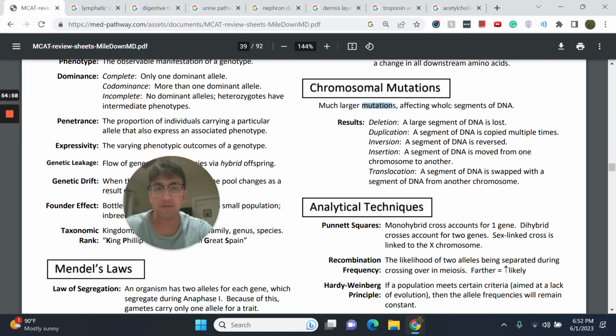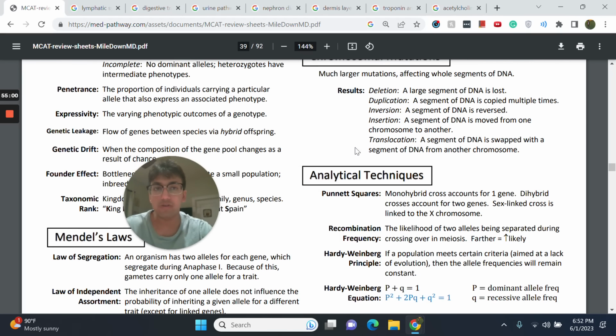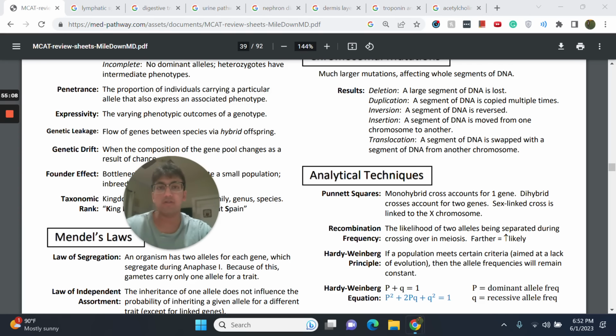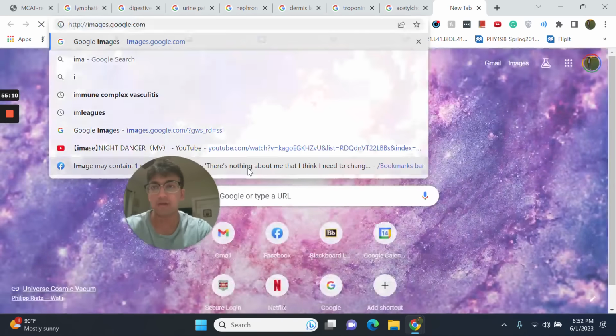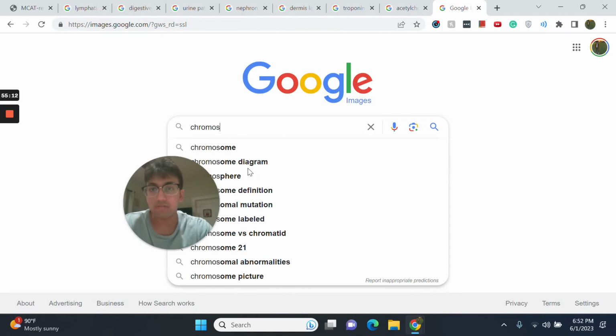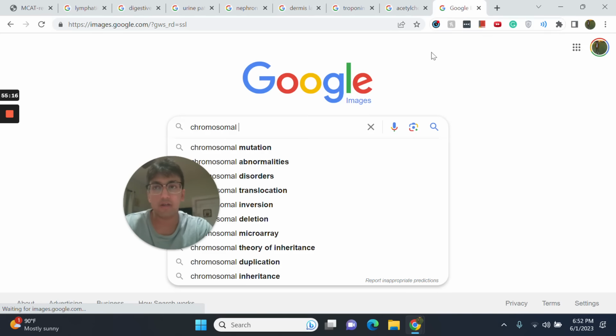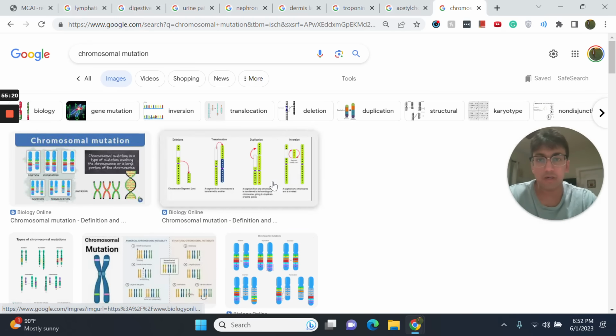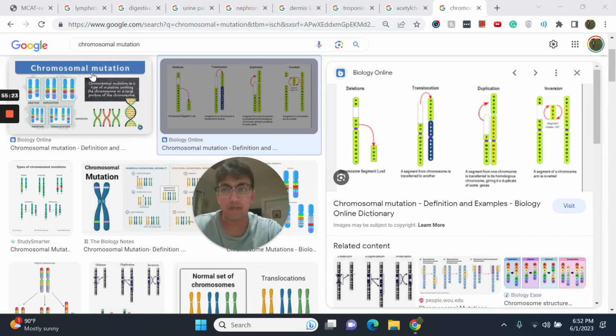Next, we have chromosomal mutations, and this can be huge segments of DNA on a chromosome that are being affected. You can have deletion, duplication, inversion, insertion, or translocation. And I would encourage you to just look at an image. I can show you that now, because these are not too confusing to understand, but it was very confusing for me when I was first looking at it. So if you look here, these are very easy diagrams to understand what's going on.